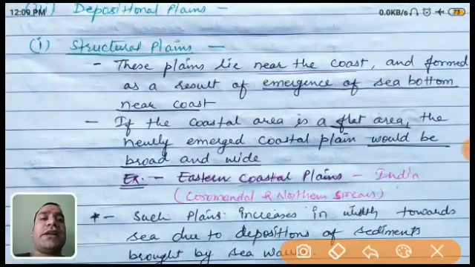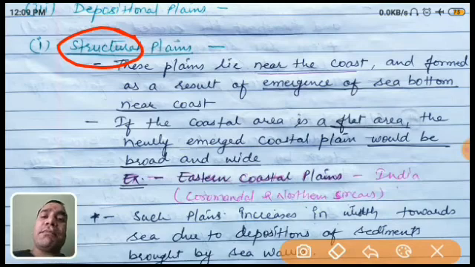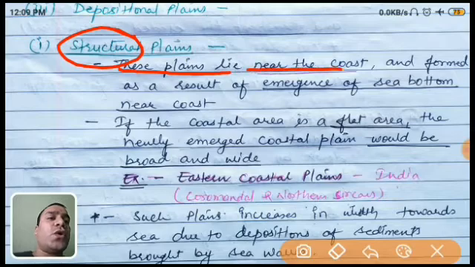What is this structural plain? By the name, I always tell you that whenever you see any word, first of all go with the word. Structure means basically when the earth surface is formed, this structural plain is formed, so it is called a structural plain. These plains lie near the coast. Do you know what the coast is? Near the seashore, near the ocean, near the sea.